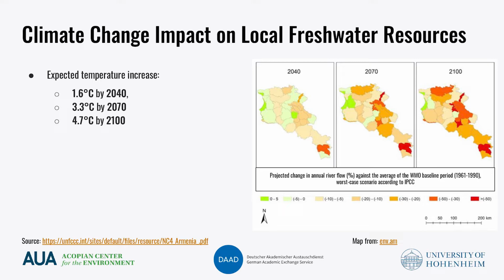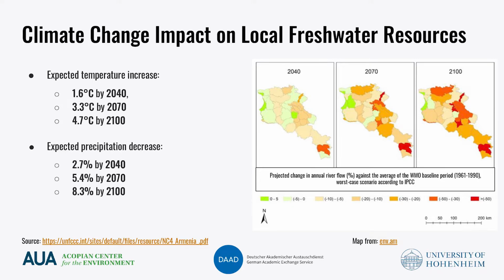The average annual precipitation has decreased by 9% in the period from 1935 to 2016. A projected decrease of 2.7% and 8.3% will occur by the years 2040 and 2100, respectively. This is relative to the baseline annual average, 592 mm, for 1961 to 1990. Based on the worst scenario, a 39% decrease in the river flow is projected by the year 2100.